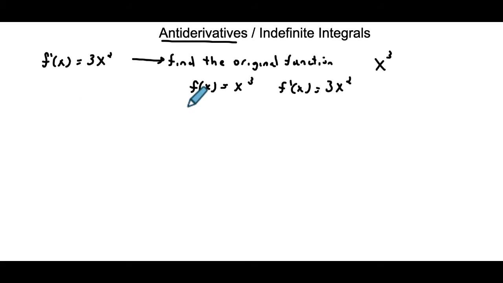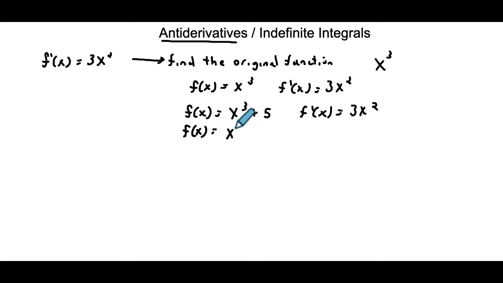But what if my original function was x cubed plus 5? Well, the derivative of that is also 3x squared because the derivative of a constant is 0. And this can go on forever. It could have been x cubed minus 43 because the derivative of that is also 3x squared.